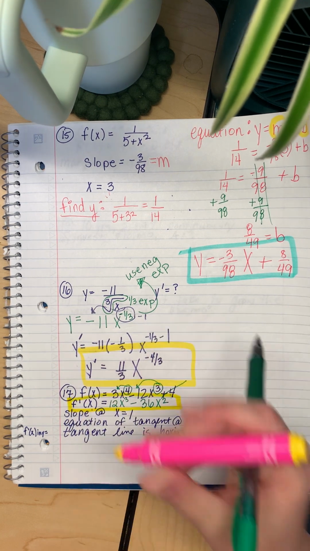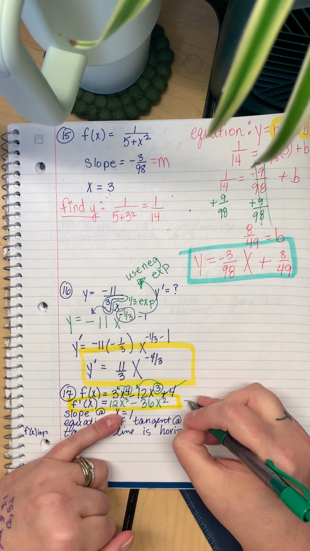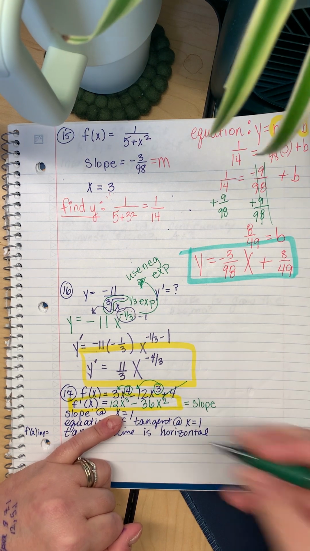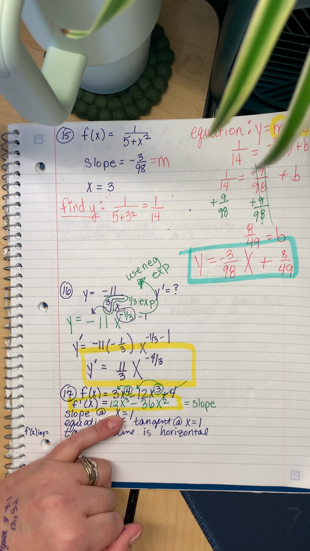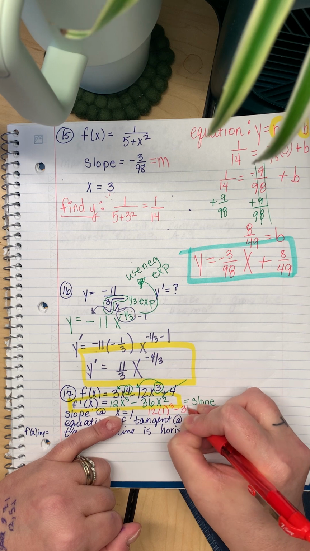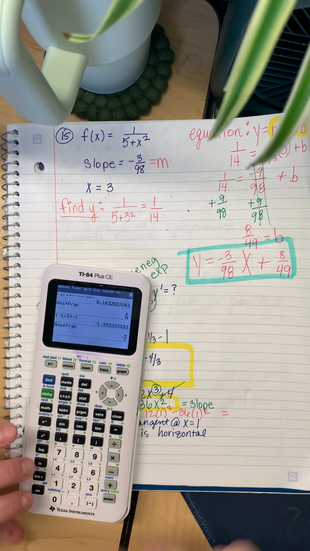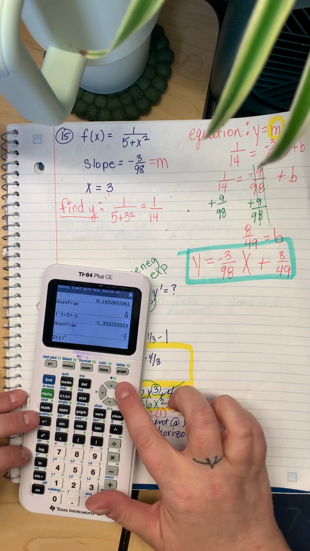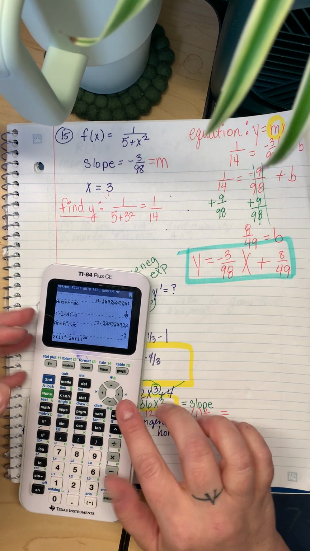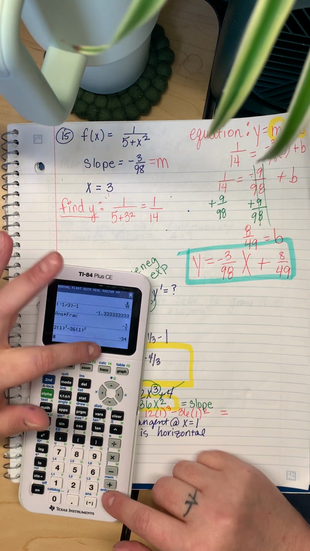Then it says, what is the slope when x equals 1? Well, this derivative is my slope. So all I have to do is plug in a 1. So let's see here. 12 times 1 cubed minus 36 times 1 squared. And that will be whatever my slope is. And don't forget to arrow out of the exponent so that you're not typing all in the air. But I got negative 34.